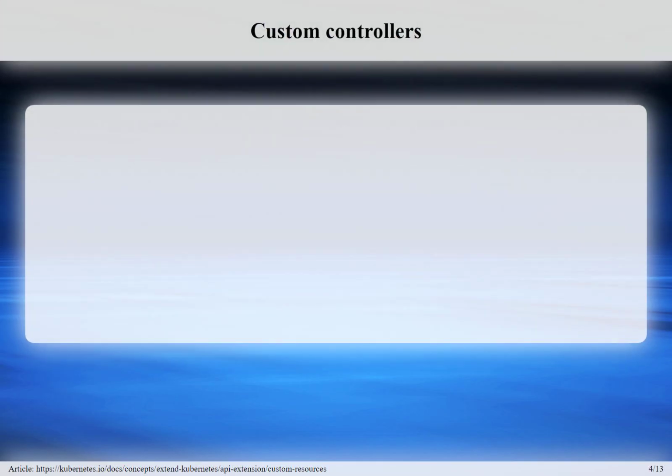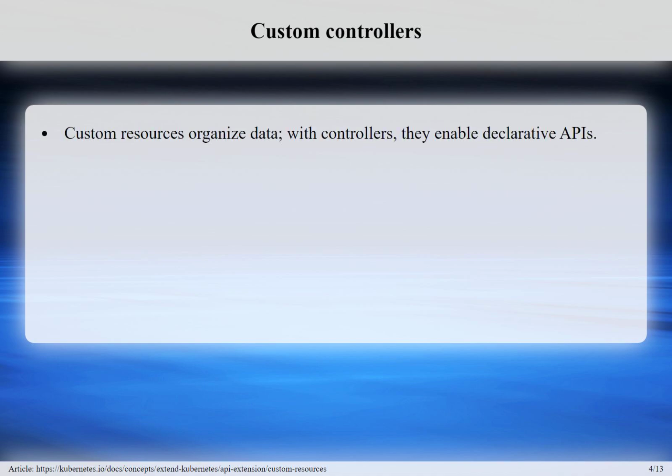Custom controllers. 1. Custom resources help to store and access data in a structured manner. When paired with controllers, they form a declarative API, which divides responsibilities. You state the desired resource state, and controllers sync it with the current state.